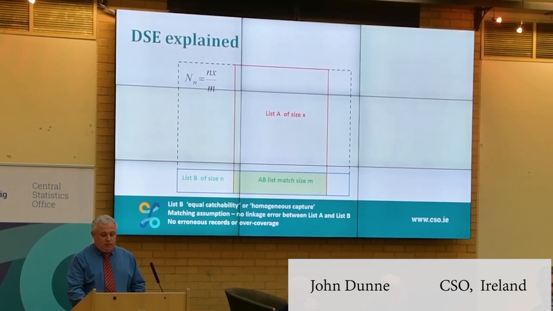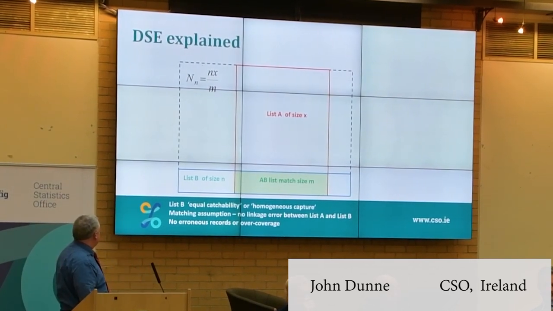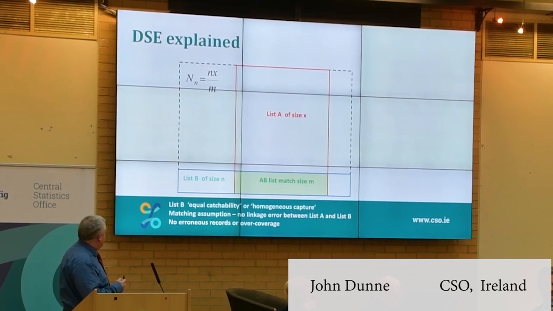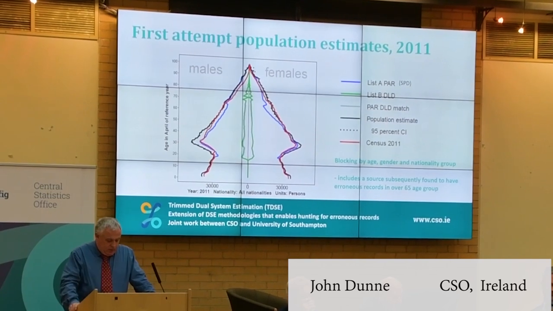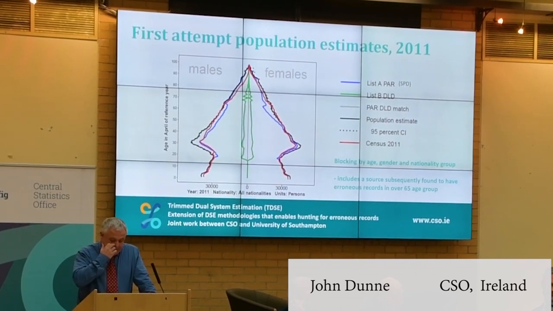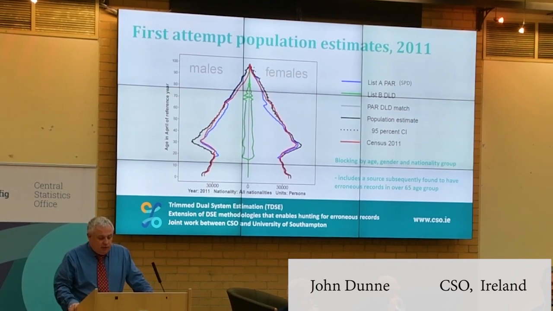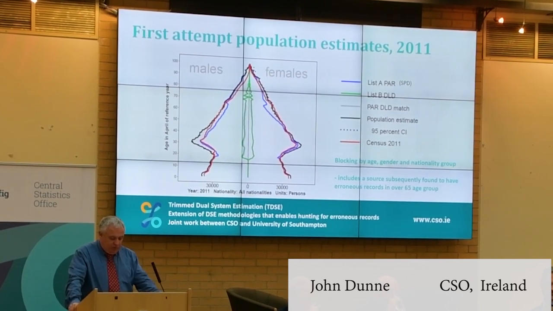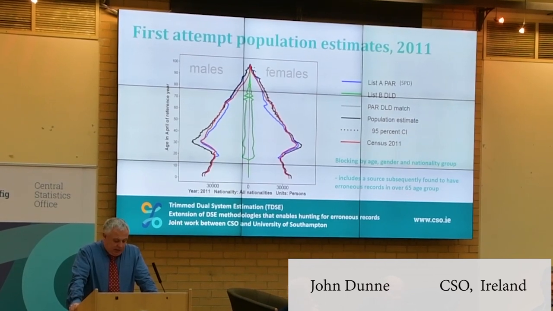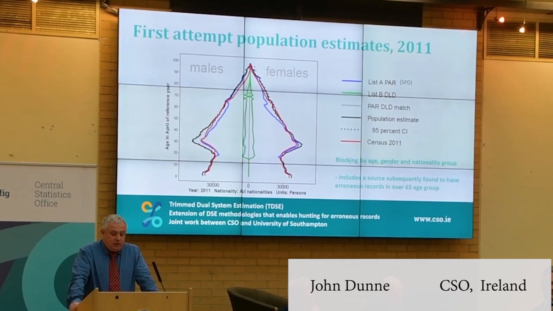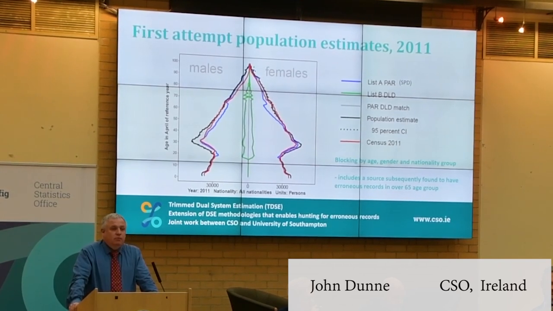So what do these population estimates look like when we run the DSE? Okay. This was our first attempt, where we looked at 2011. And again, we're looking at the population estimates using population trees. The SPD is represented by the blue continuous line, as we saw. So we're bringing that forward. Then applying the DSE methods, we get our population estimates, which are represented by the black continuous line. And then we also include the census counts for 2011 as a point of reference in red.